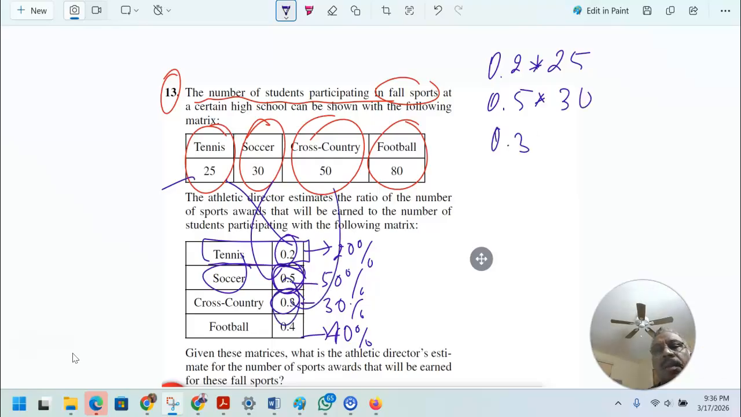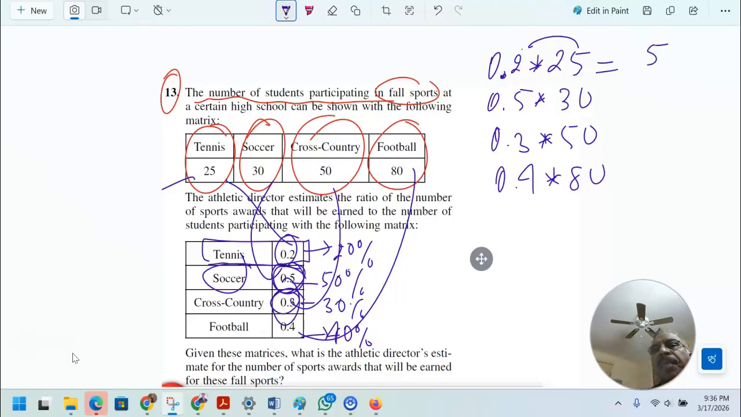Then 0.3 times, and then 0.4 times 80. So if you do this answer, because there's a decimal, let's see if there was no decimal, 2 times 25 is 50. Because there's one place decimal, the dot will go here. And 5 times 30 is 150.